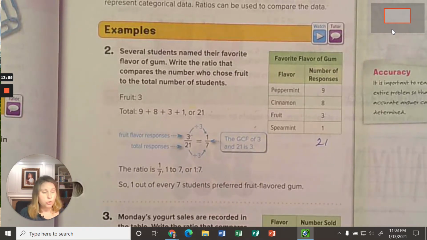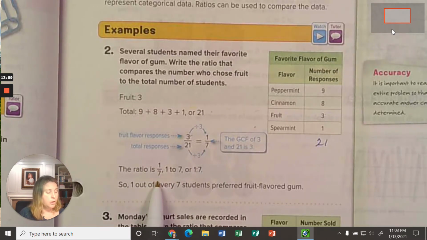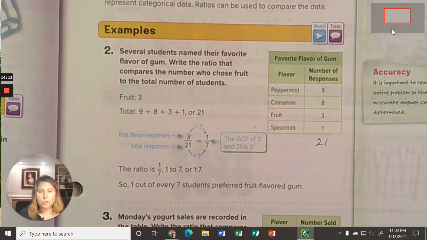So the ratio can be written this way, 1 over 7, or 1 to 7. It can be written with the word "to," T-O, 1 to 7, or it can be written with a colon, 1:7, but when we read it, we say 1 to 7. So 1 out of every 7 students prefers fruit-flavored gum.